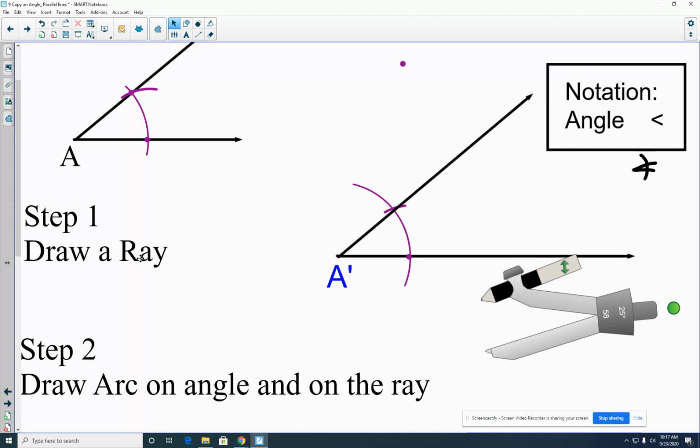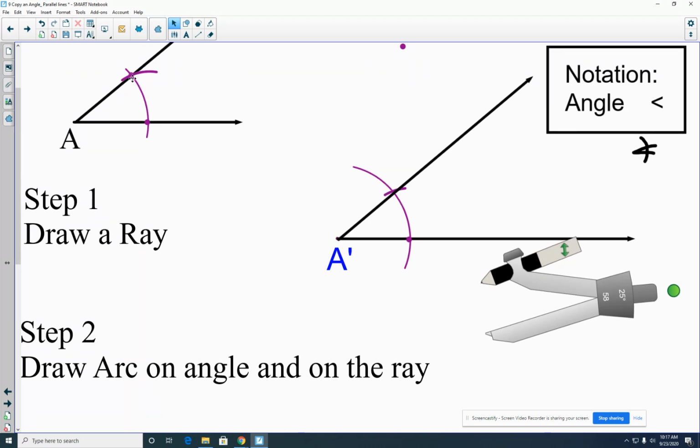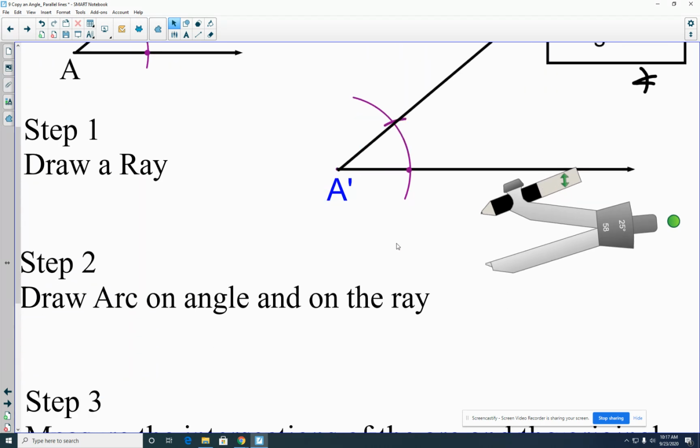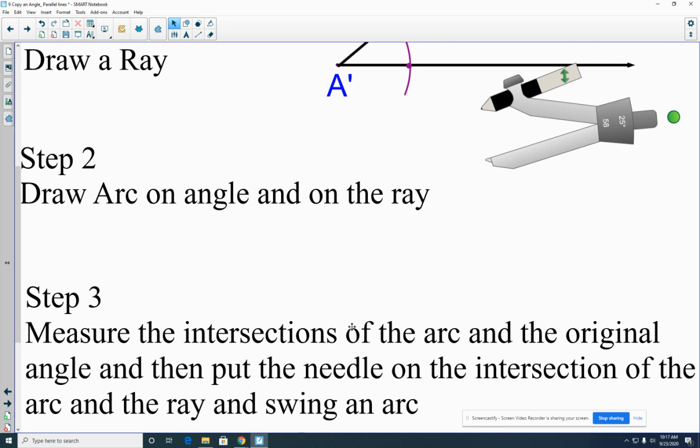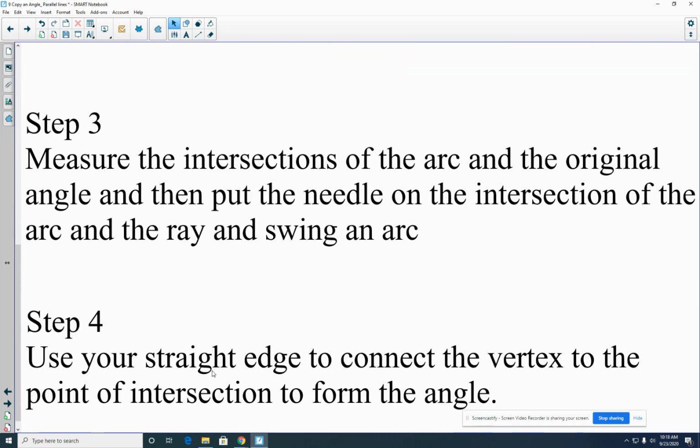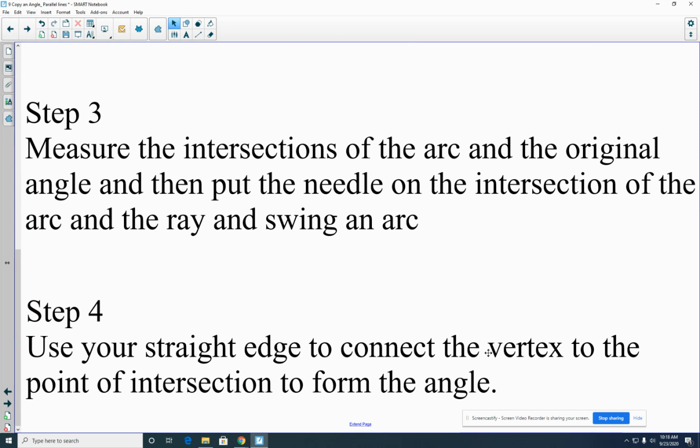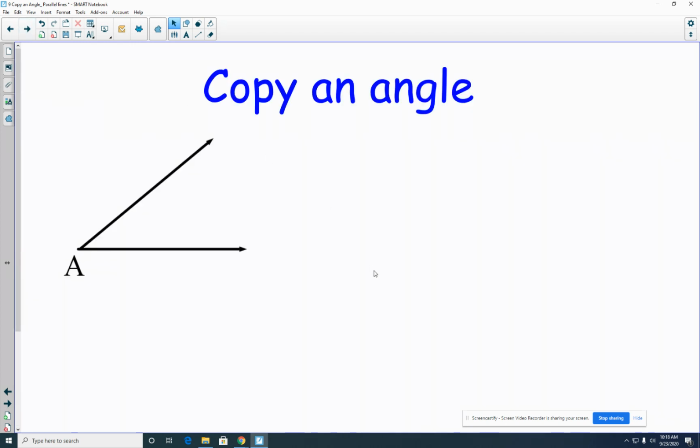All right, so there were the steps, right? First we drew a ray, then we drew an arc on the angle, and the same arc down on our ray. We measured the intersections of the arc and the original angle. And then you put the needle on the intersection of the arc and the ray, you swung an arc. And then finally, you just use your straight edge to connect the vertex to the points of intersection to form the actual angle.